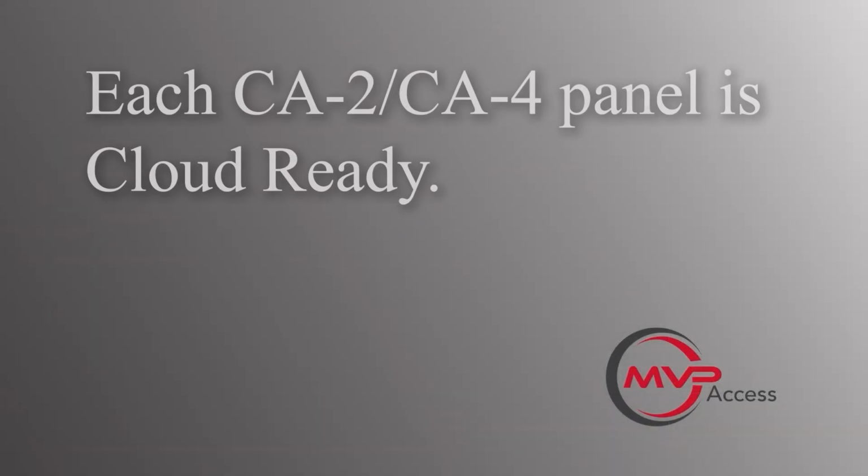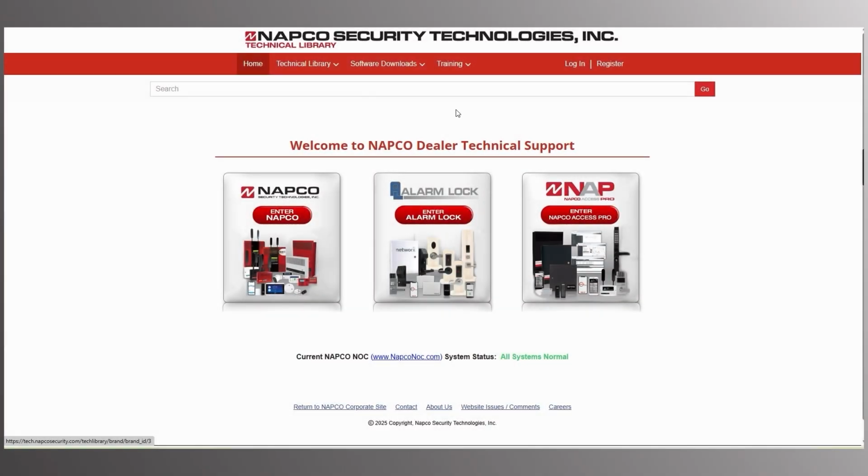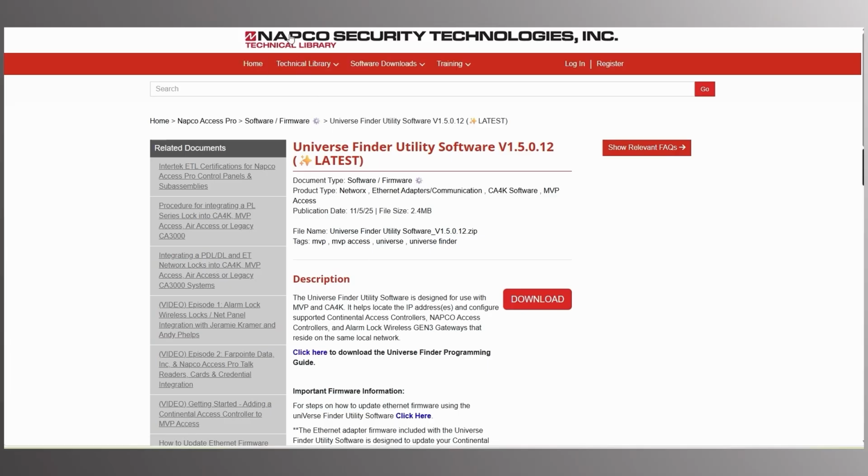Each CA-2/CA-4 panel is cloud ready. Each panel will need to be connected to the customer's LAN/internet. RS-232/422 communication is not supported. You also want to go to the NAPCO Technical Library under Software Downloads under NAPCO Access Pro and download the latest version of the Universe Utility Finder.